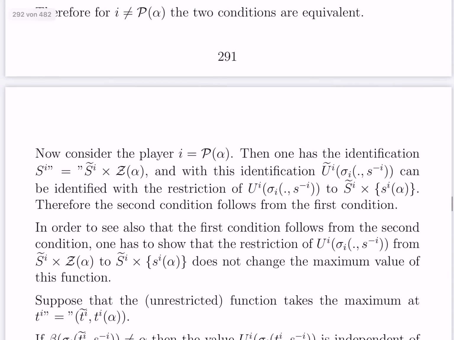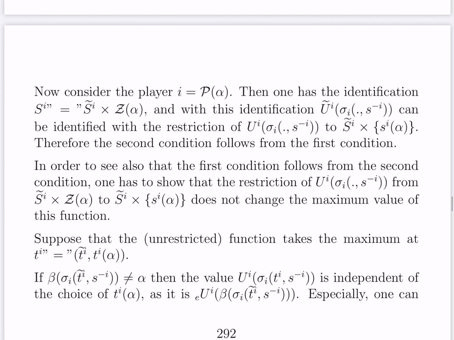Now let's consider the player P of alpha, i equal P of alpha. Then his set of strategies in the full game is a product of the set of strategies of the restricted game times his possible moves after the play alpha. And with this identification of the set S_i of all his strategies, the restricted utility function U tilde i can be identified with the restriction of the full utility function on S_i to this slice S tilde i times the specially chosen strategy after the play alpha.